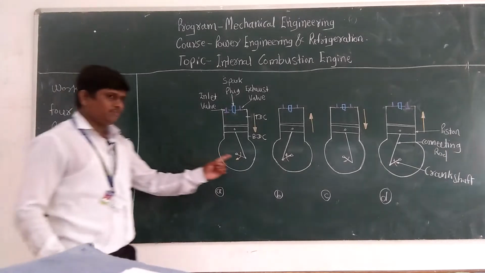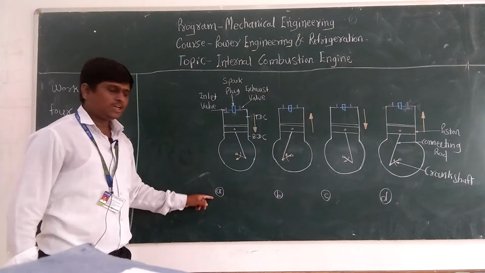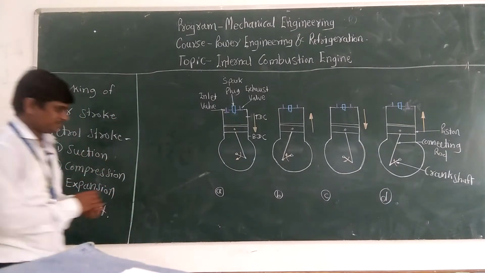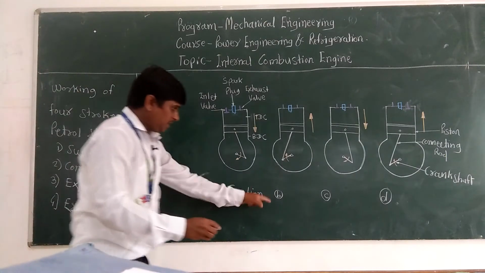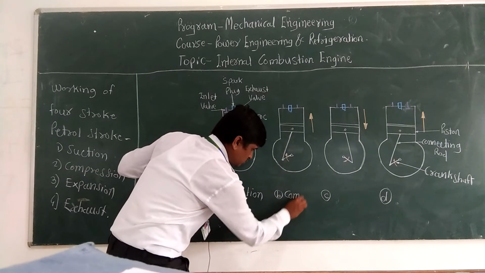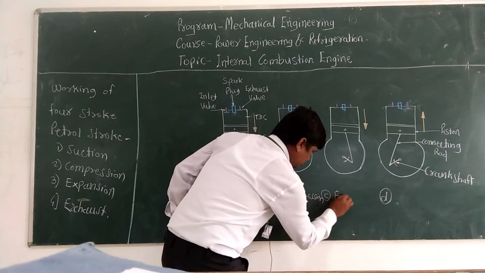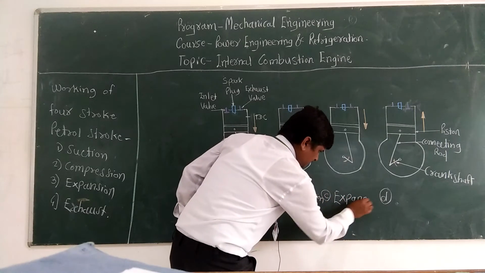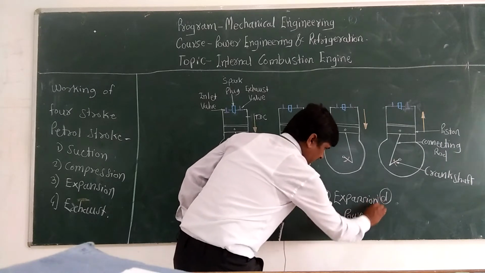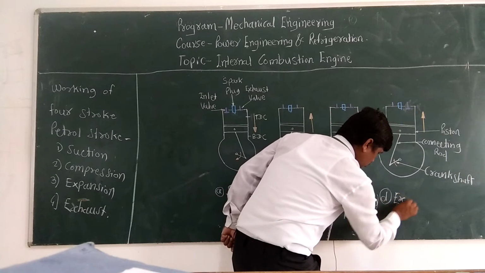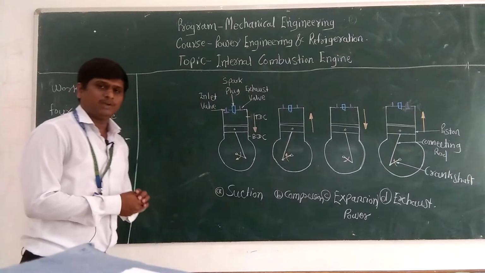If you see the figure, figure A shows the suction stroke, B shows the compression stroke, C shows the expansion stroke, which may also be called the power stroke, and the last one is the exhaust stroke. Now let's study it one by one.